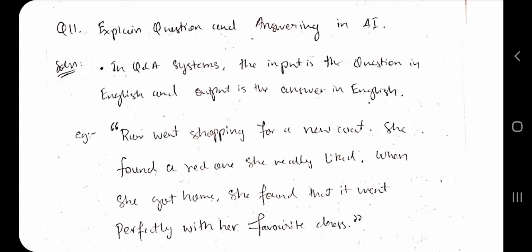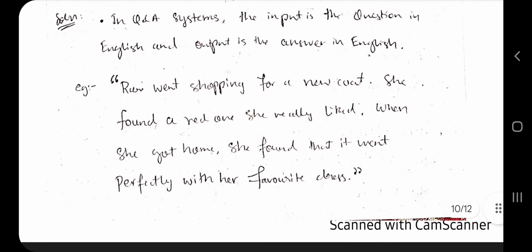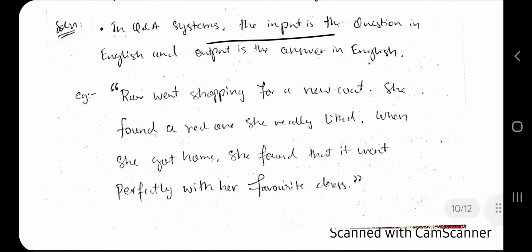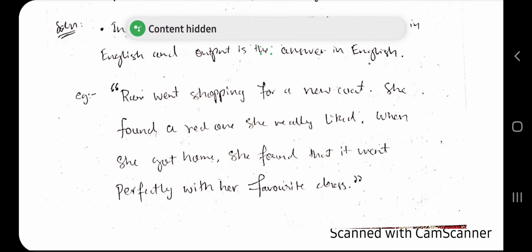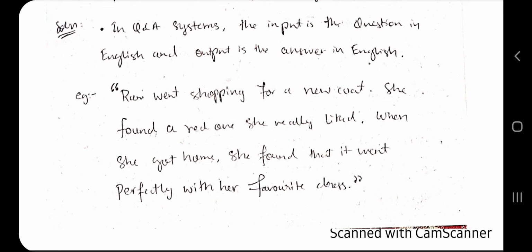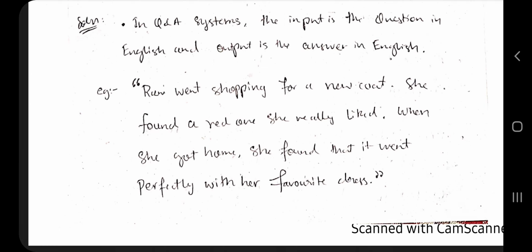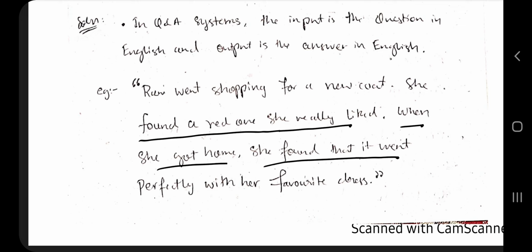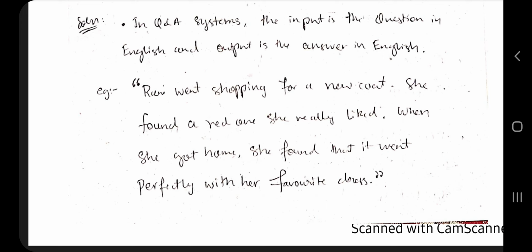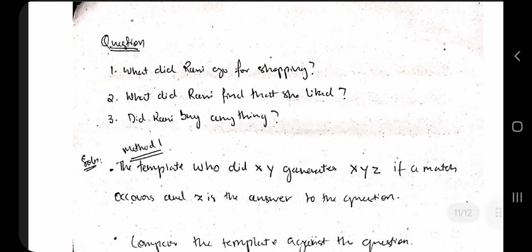Question answering means what? If I ask you a question, for example, see, this is given in a Q&A system. The input is the question in English, and the output is the answer in English. If you say okay Google and just search, that is the input. So what will happen is, for example, this is the sentence given to us. Rani went for shopping for a new coat, and she found a red one she really liked. When she got home, she found that it went perfectly with her favorite dress. Okay, and the questions are as follows: What did Rani go shopping for? What did Rani find that she liked? Did Rani buy anything?